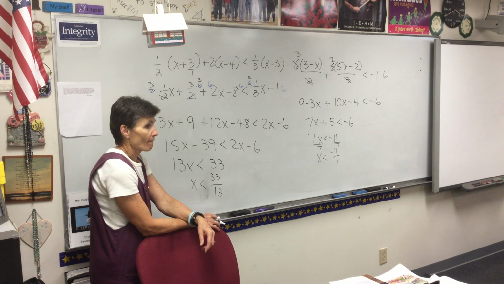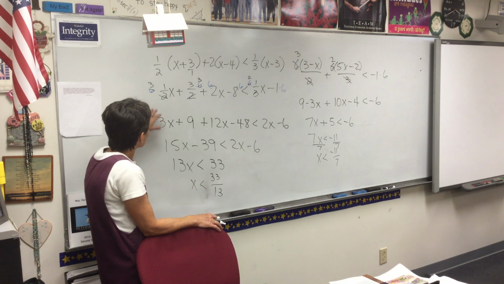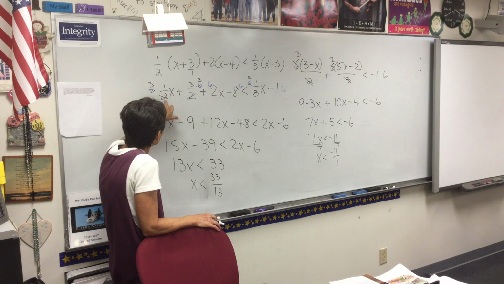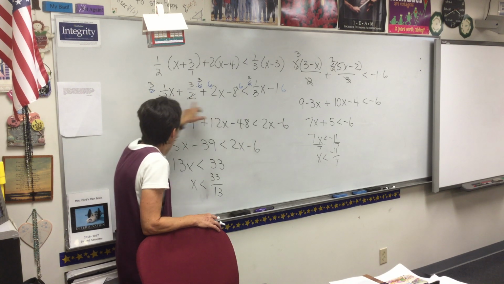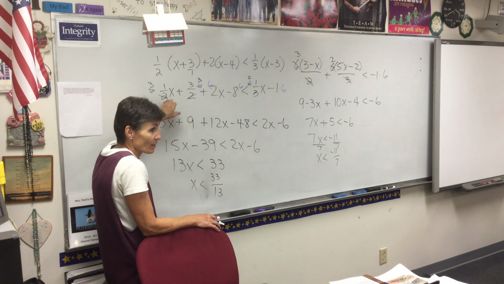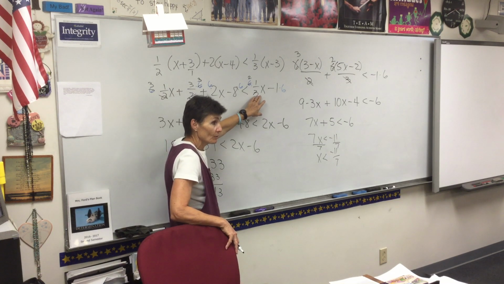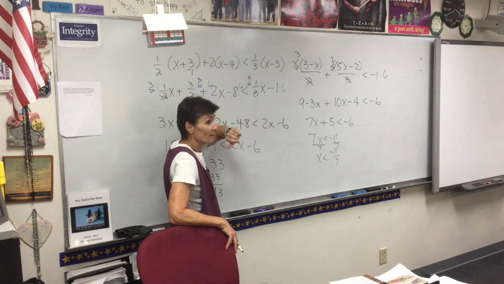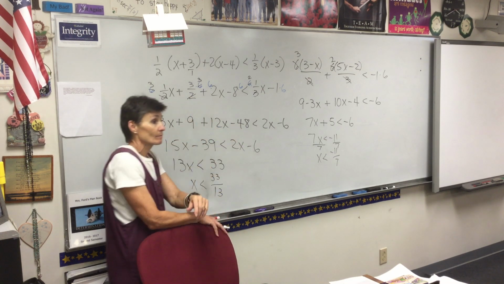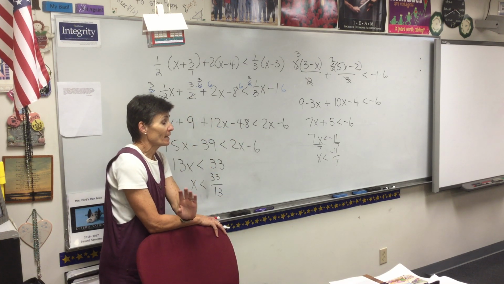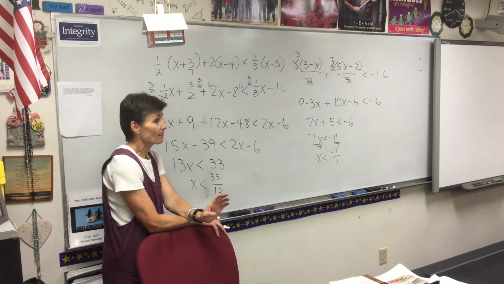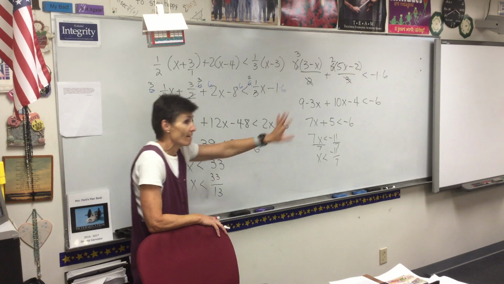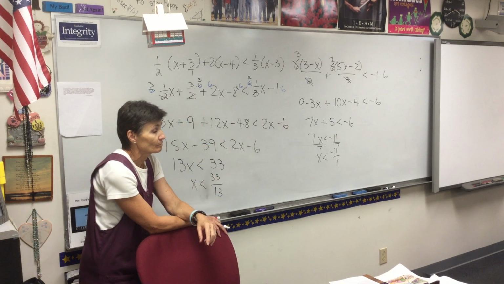Why did you multiply those up there by 6 again? Because in my problem, the black part here is my problem, I had a 1/2, so I had a 2, and I had a 1/3, which is a 3. And the common denominator for 2 and 3 is 6. I can't multiply just some things by 6. If I decide I'm going to multiply by 6, I have to multiply everything by 6.